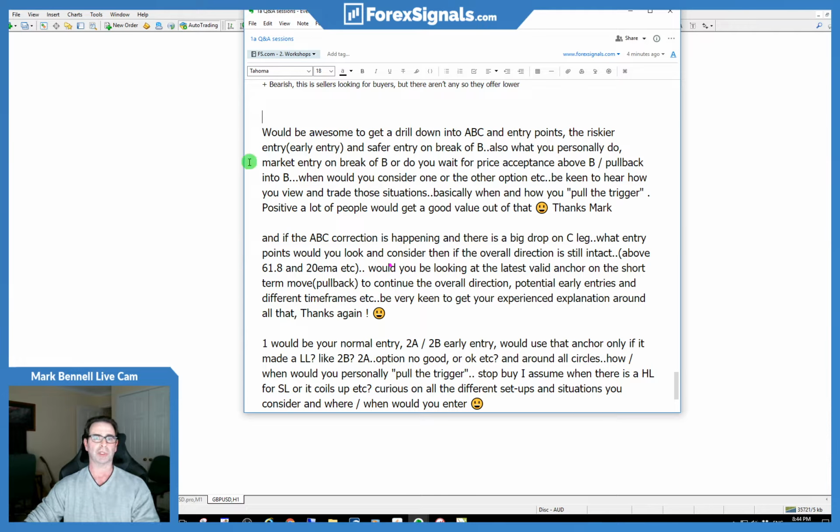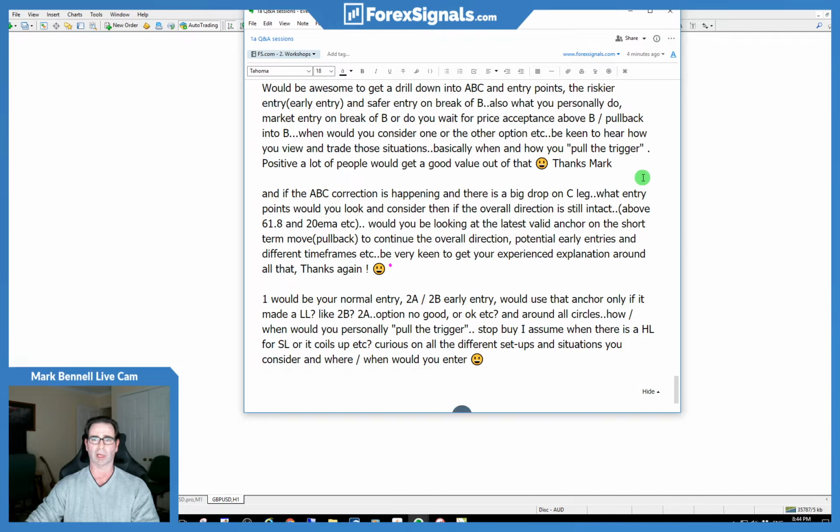points, the riskier entry, early entry, and the safer entry on a break of B. Also, what you personally do, market entry on break of B, or do you wait for price acceptance above B or the pullback into B? When would you consider one or the other option? Be keen to hear how you trade those solutions. Basically, when and how you pull the trigger. A lot of people get good value out of it, yes.